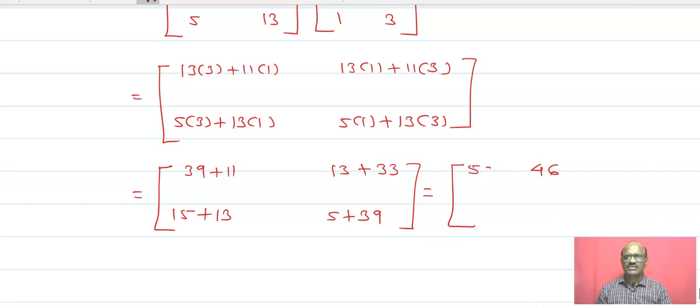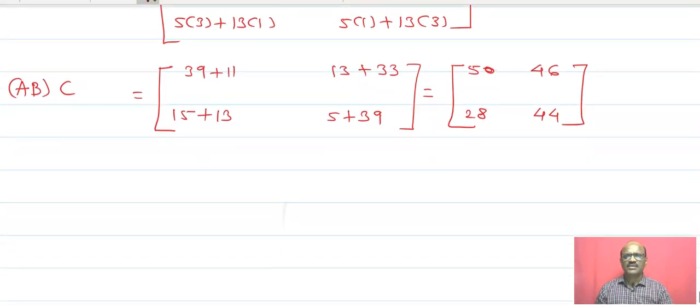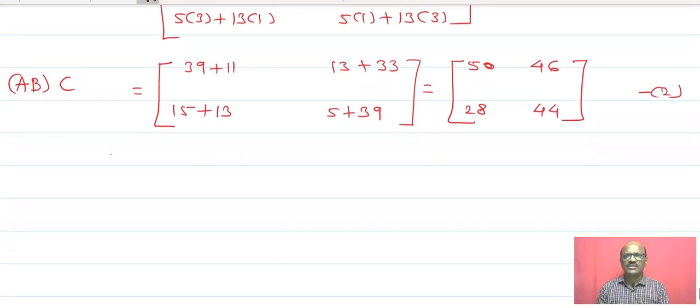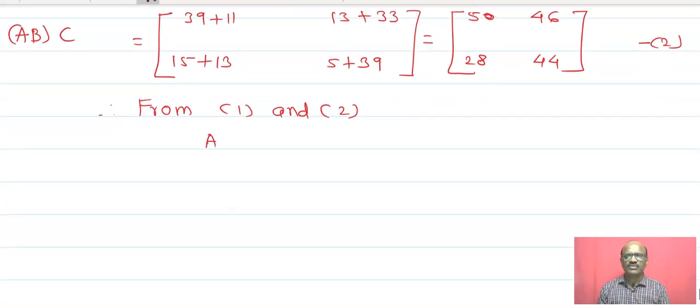Or you see this. This is important. That is 50 and 46, 28, 44. This is the AB into C. This is number 2. And therefore, from 1 and 2, A in bracket BC is equal to AB into C.